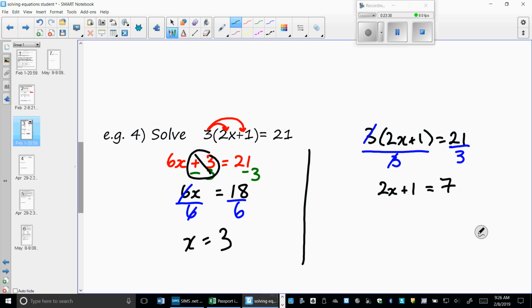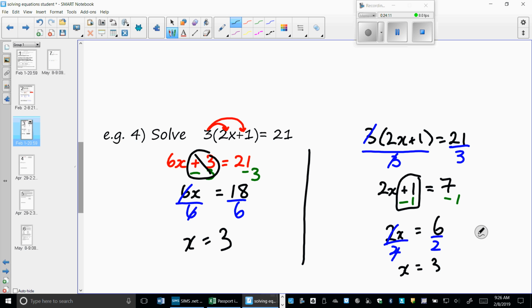So we've divided both sides by 3, and now we're going to go ahead and do what we've done before. So we had a plus 1. How are we going to get rid of the plus 1? Subtract 1. Good. So these disappear. So we've got 2x equals 7 take away 1 is 6. And then divide both sides by 2. Awesome. x equals 3. Luckily it's the same answer.